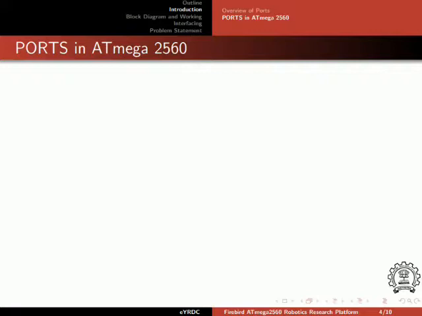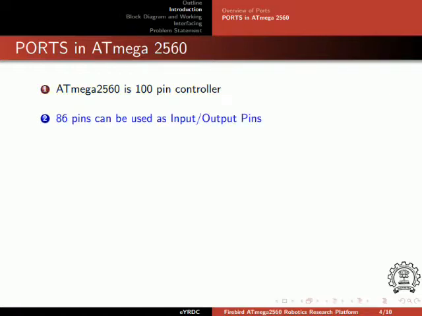Now let us see the ports present in ATmega 2560. ATmega 2560 is a 100-pin microcontroller, out of which 86 can be used as input or output pins for I/O interfacing. These pins are grouped together and are called as ports. The pins are called as ports because if you want to access any of the peripheral devices, you have to do it by putting the address of it, that is to which pin a particular input or output device is connected. To address 86 pins is very difficult, so these pins are grouped together and are called as ports.